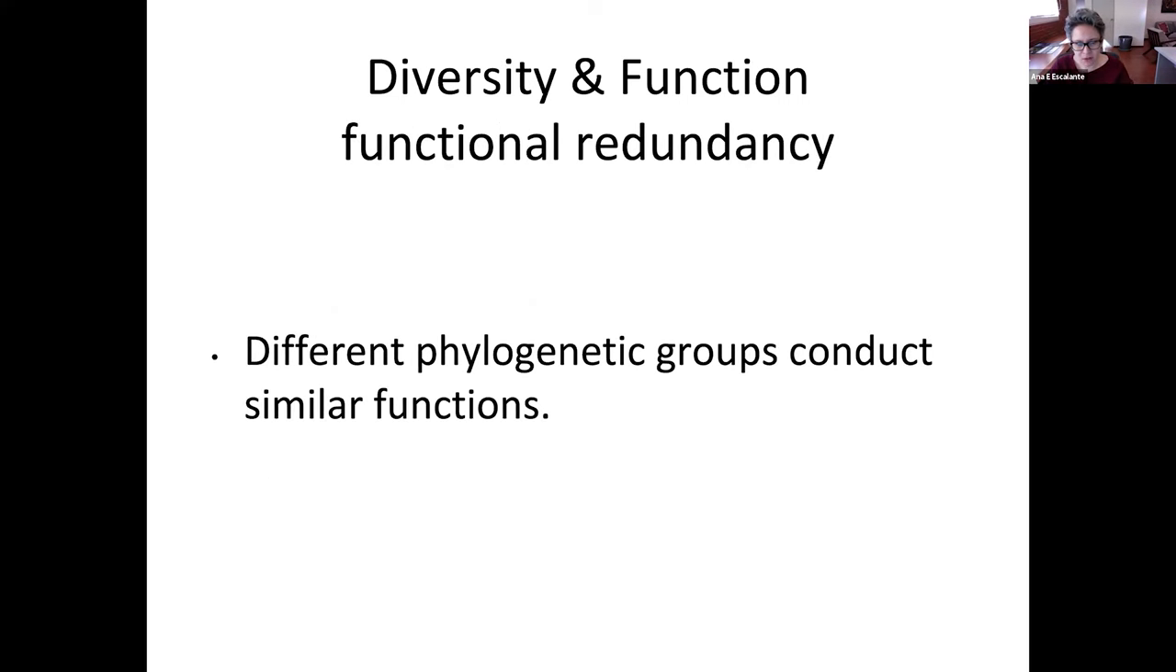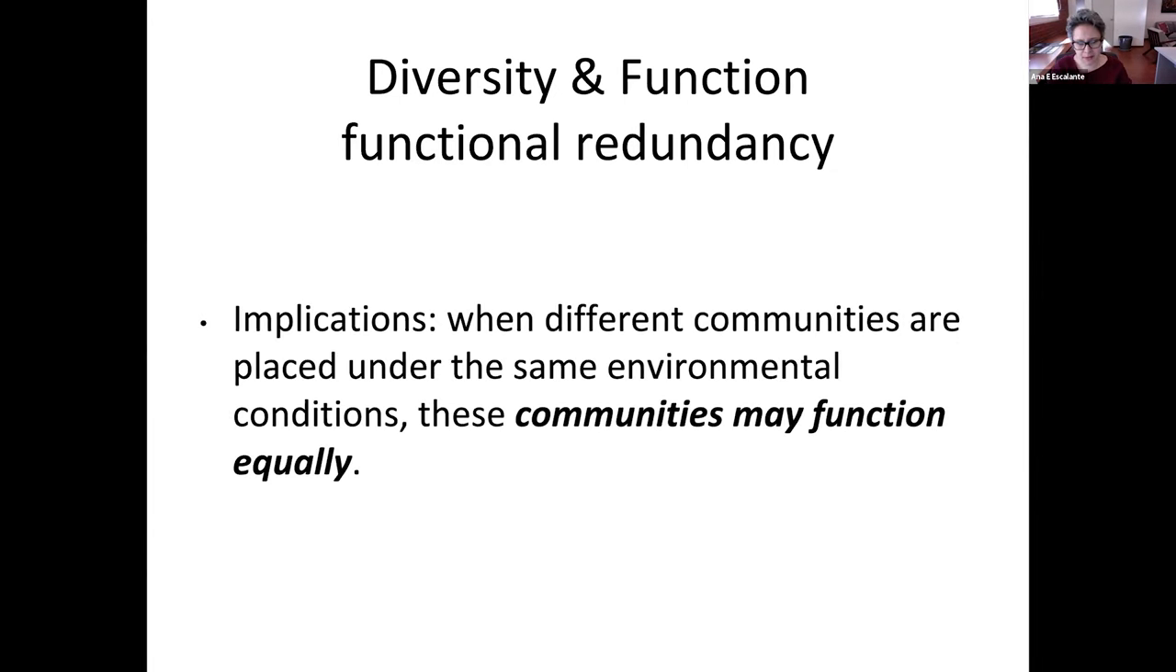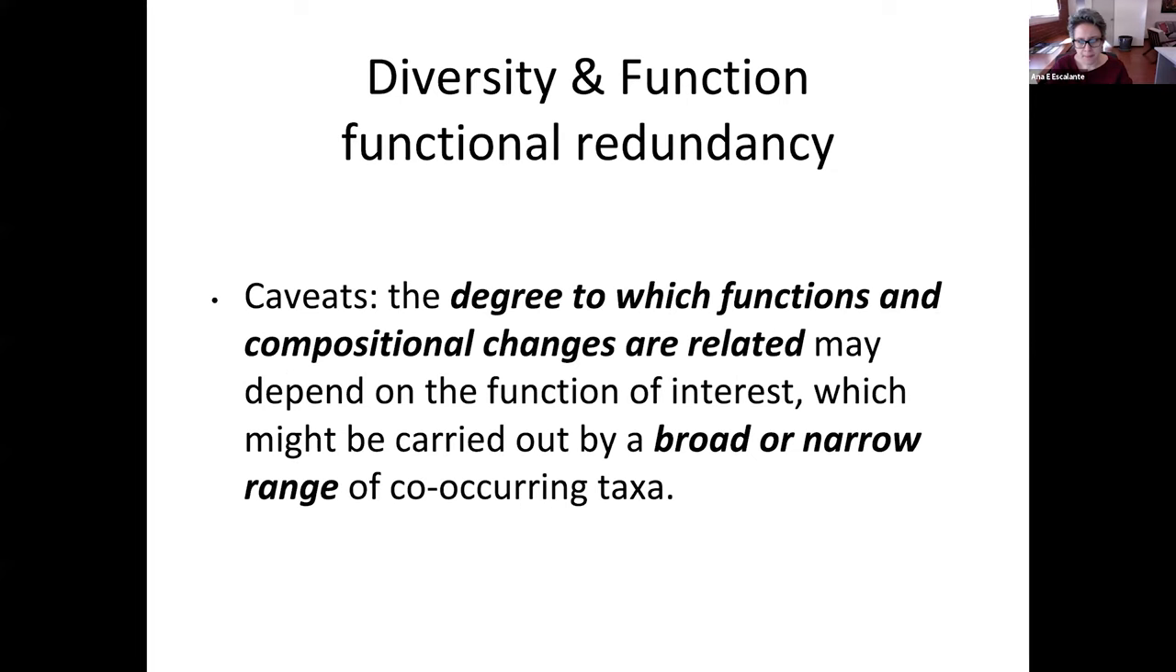Why? Well, because of functional redundancy, which means that different phylogenetic groups conduct similar functions in ecosystems. This has at least this implication that when different communities are placed under the same environmental conditions, many of us have assumed that these communities may function equally. But we have also reflected on that the degree to which functions and compositional changes are related in these communities may depend on the function of interest, which might be carried out by a broad or narrow range of co-occurring taxa.